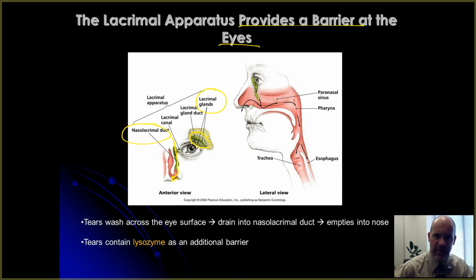So when you talk about all this stuff, it's a wonder that anything actually ever gets into the body. We have lots of really useful things here that are just part of our barriers. Tears also contain lysozyme. That's the enzyme that breaks down bacterial cell walls.